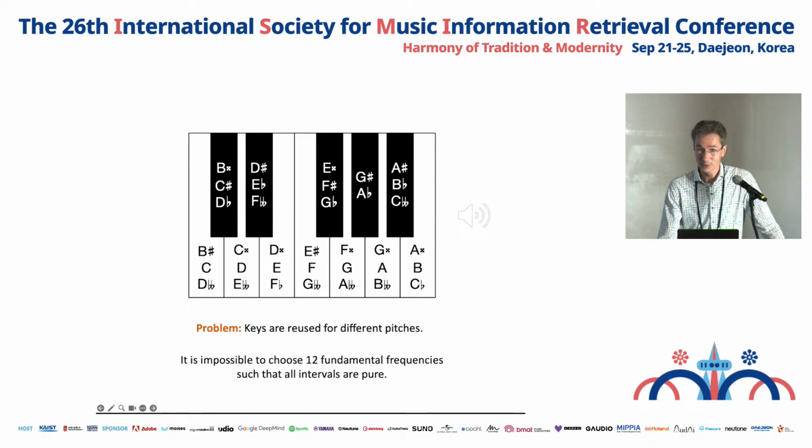It is impossible to choose the 12 fundamental frequencies for the 12 keys such that all intervals and chords you play on the keyboard are in tune, are pure. The modern solution is to make the distance between the pitches for successive keys exactly equal. That's equal temperament, roughly since the 19th century, which is a compromise.